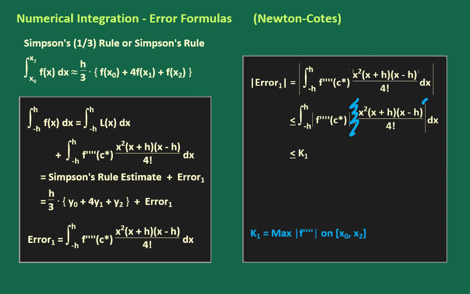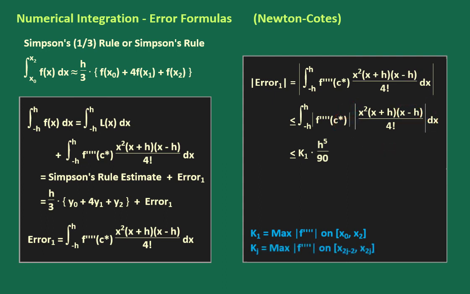By the way, the absolute value of this fraction is the negative of the fraction itself, since x minus h is the only factor in the numerator that is negative. Remember, x is between minus h and h. One can easily check that the integral of this quantity from minus h to h is h to the fifth over 90.